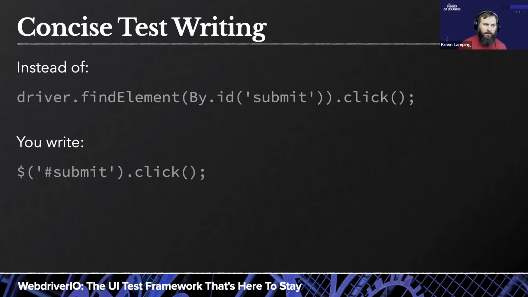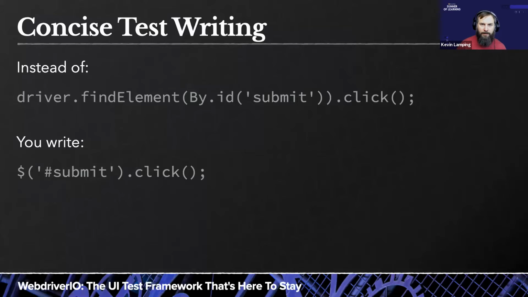We write $, then our selector, and we're going to pass in a CSS selector. So this could be the ID, which is the pound sign here, or it could be a class, which would be a period. And so we don't have to specify that by ID. It uses the CSS selector format, which again, coming back to someone like myself, is really valuable for me because that's where I'm thinking. I'm thinking about how do I write these CSS selectors? And I do that same thing in WebdriverIO.